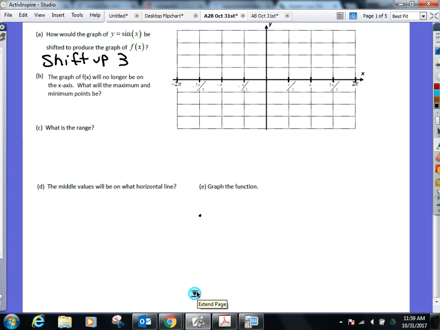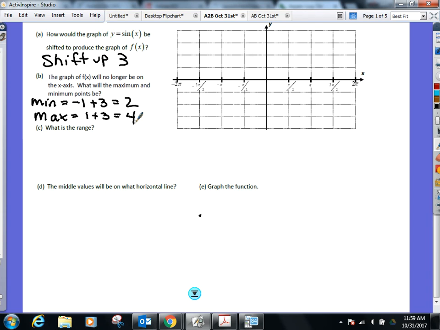What was my old minimum before the shift? -1. I just shifted it up 3. What's my new minimum value? You're darn right. It's -1, and then you shifted it up 3, so it should be 2. Not off the hook yet, because you've got to do the max for me. What was the pre-shift max? 1, and you shifted it up 3, so my new max is 4.